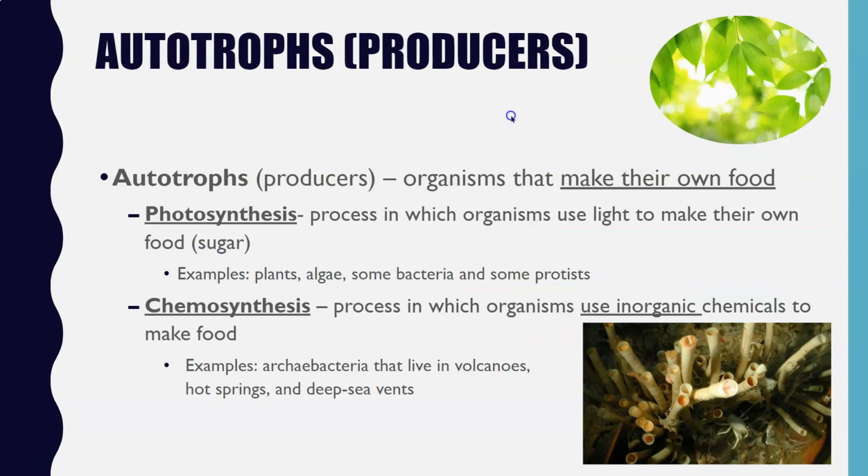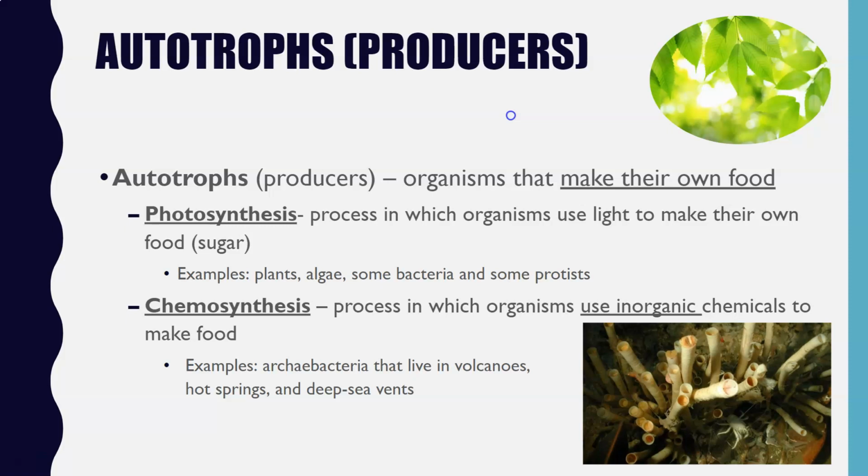So the first level of organisms are your producers or your autotrophs. So these are organisms that make their own food. So we're talking about things that use either photosynthesis or chemosynthesis. So photosynthesis uses sunlight to make their own food. The food that they make is glucose or sugar. Examples are plants, algae, some bacteria, and some protists.